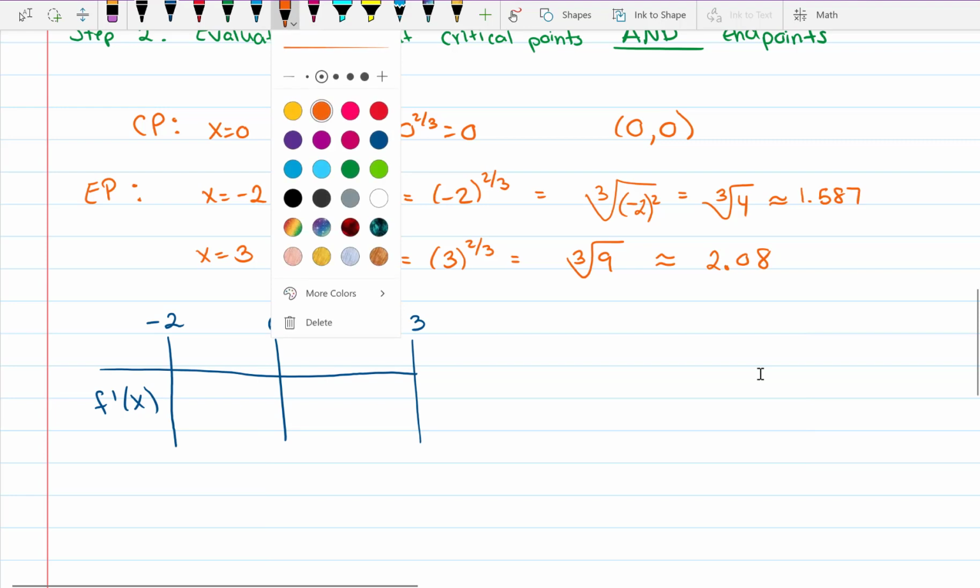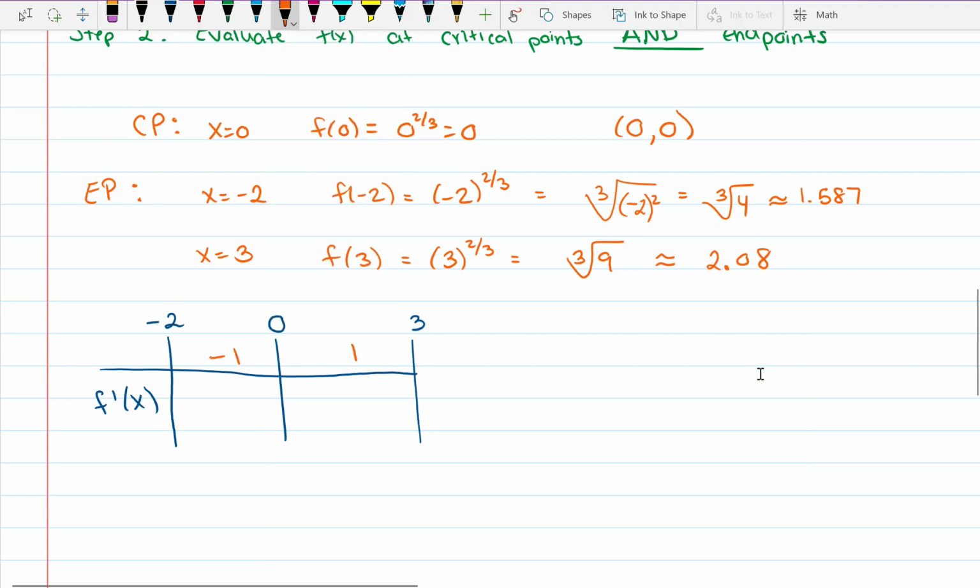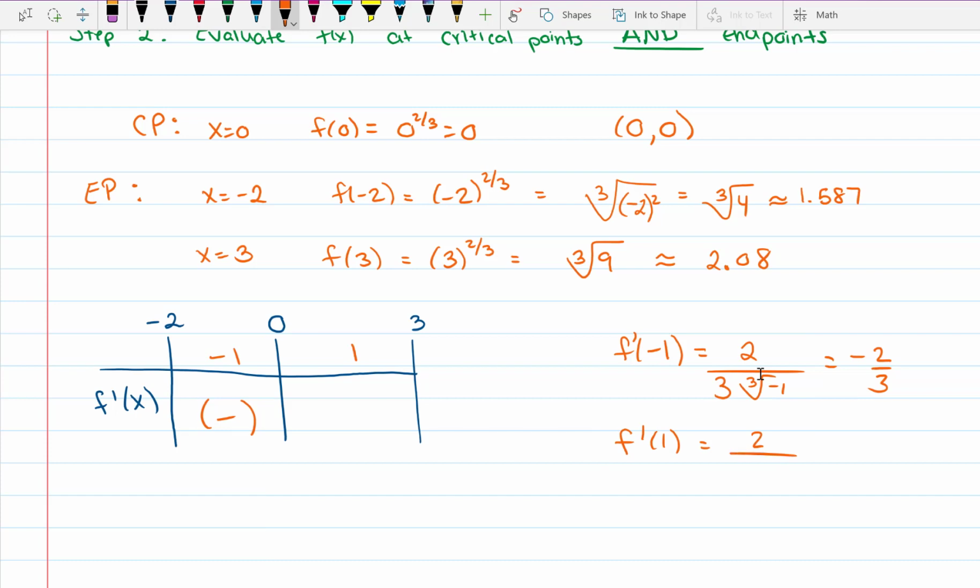So we have to pick values in between. So I'm going to pick -1 and 1. And then what you do is you evaluate the derivative at those points. So f prime of -1 is 2 divided by 3 times the cube root of -1, which is -2/3. So all we need to write is this is negative. Then f prime of 1 is 2 divided by 3 times the cube root of 1, which is 2/3. So this is positive. So we know that the graph went down and then pointed back up, which makes this point right here a minimum.